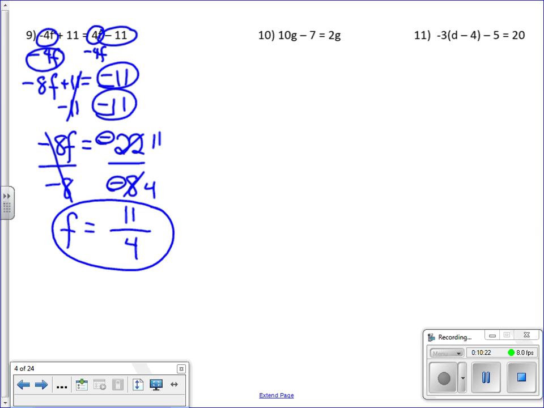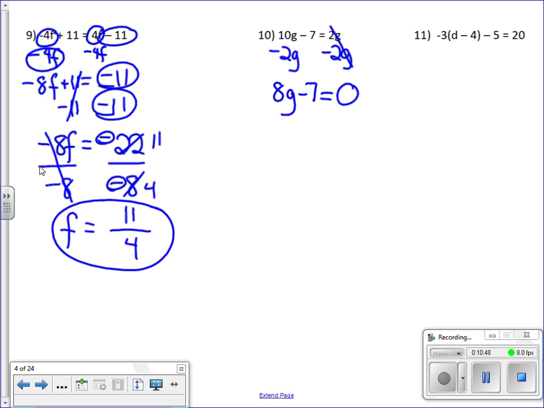That's perfectly fine. Okay, on number 10 here, I need to get the g's all on the left-hand side. So I'm going to subtract 2g from here, and I'm going to subtract 2g from here. This cancels out, and I'm actually left with 0 on the right-hand side. Don't panic about that. It's going to be okay in just a moment. Now we have 10g minus 2g, which is going to give me 8g. So I have 8g minus 7 is equal to 0.